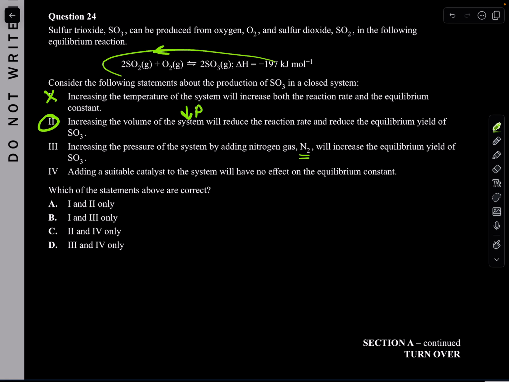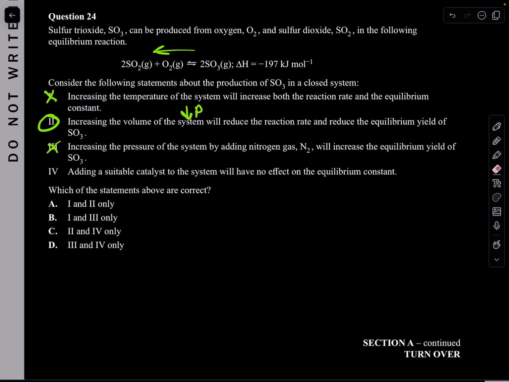Nitrogen gas is not even in the equation, so take it out. I think a lot of students make that mistake, thinking that because you put in nitrogen gas, you should do something with the pressure. But remember, if it's not in the equation, it does not affect it. It has no effect on the equilibrium yield of SO3.